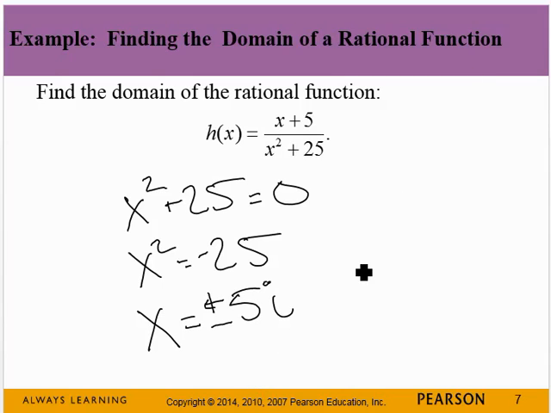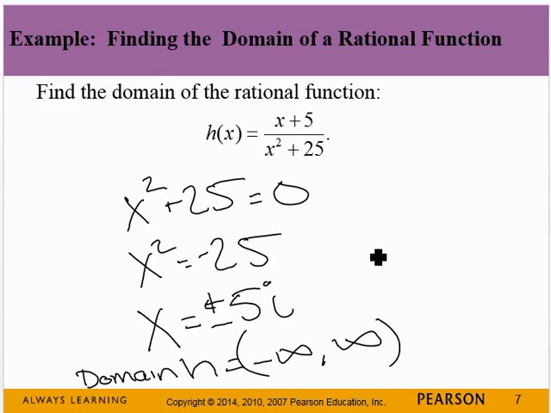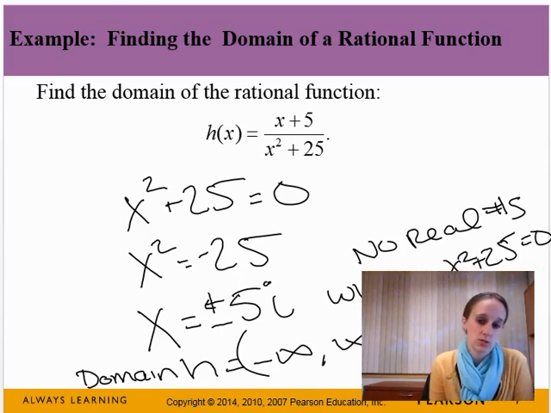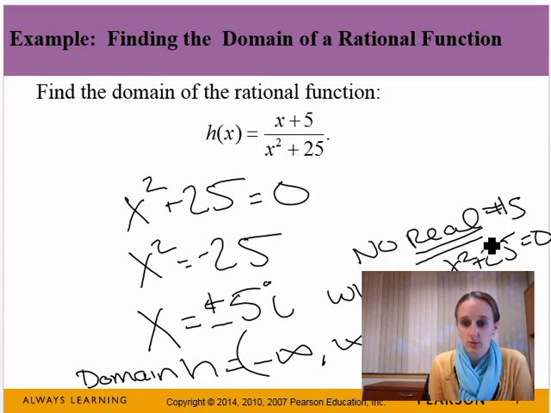It has to be all real numbers. So since no real numbers cause the denominator of h of x to equal 0, then your domain is negative infinity to infinity. Because you have no real numbers where x squared plus 25 equals 0. You have no numbers where x makes this a true statement. Remember, it's the real numbers.